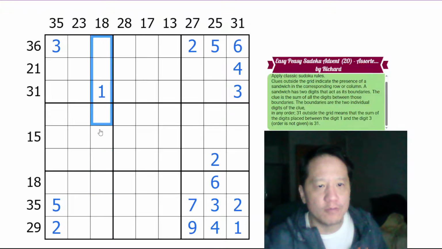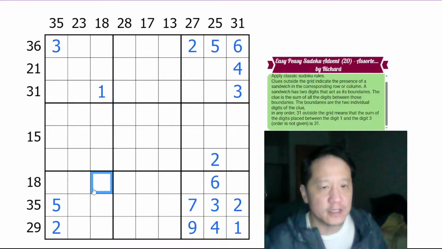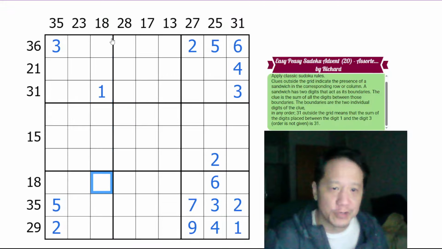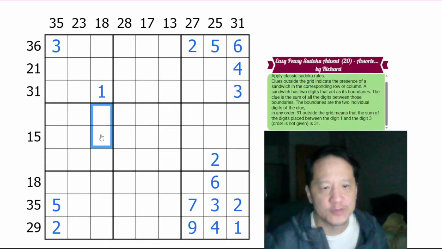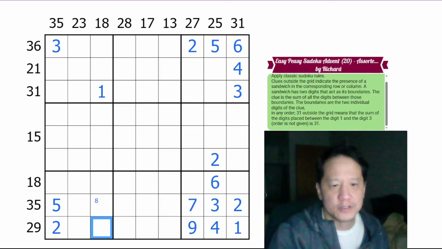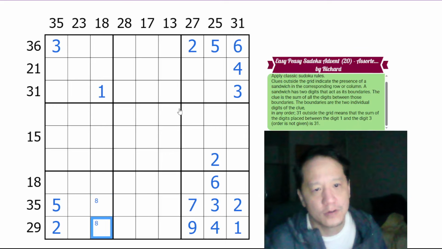Between the 1 and the 8 is 18. So we know this is 1. The 8 cannot be here. You can't have 2 digits and then an 8. So the 8 has to be one of these 3. But we know in row 7, we have a guaranteed 5, 8 pair. So this cannot be 8. So 8 is at least here. So 8 can be here or here.